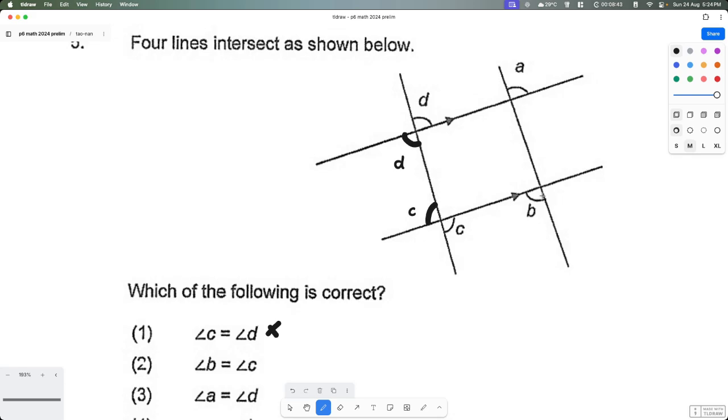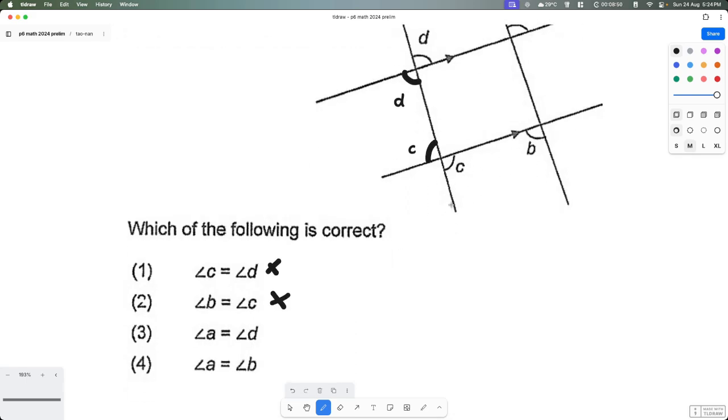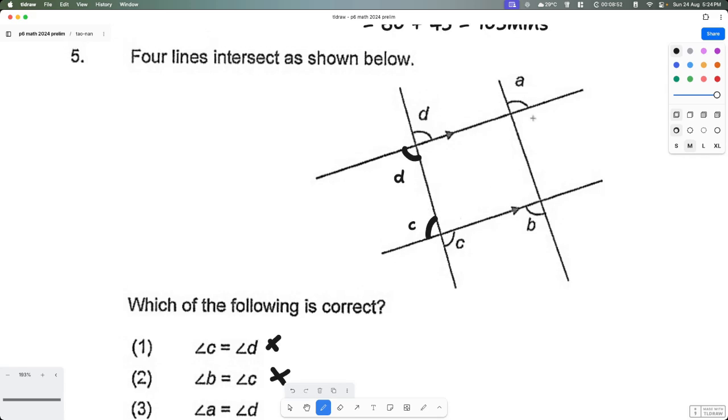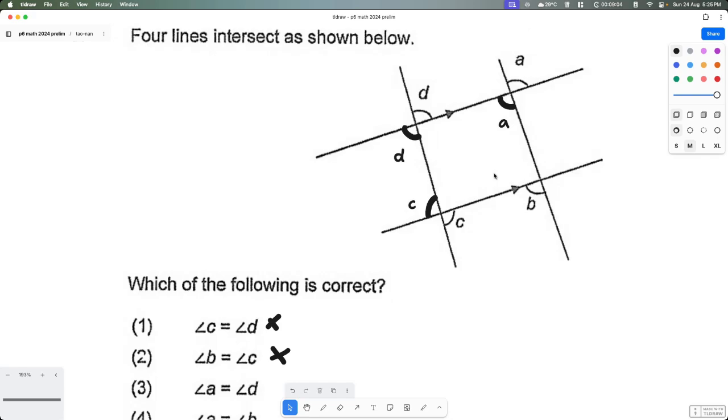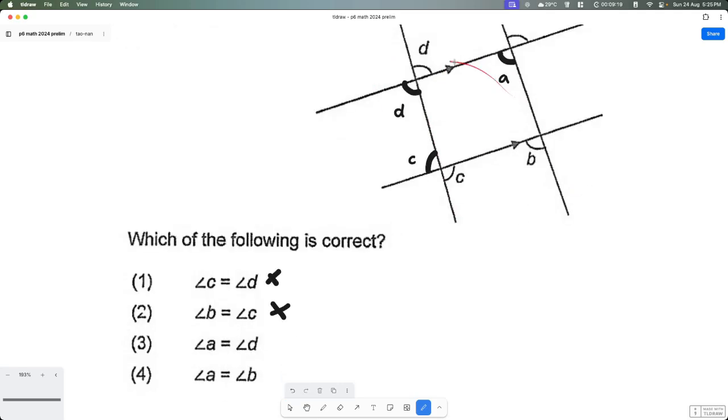Next, B is equal to C. So B, no, not really also, cannot, because they are just opposite of one another, but they're not equal. A is equal to D. So A will be over here, and this is A. The only way that you can have this equal to this is if this is parallel to this, but this is not. So this is not it.